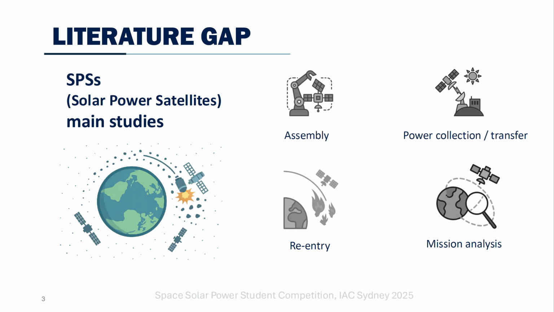So main studies so far have focused on assembly, re-entry, power collection, and mission analysis for solar power satellites, while there's a huge gap in these studies, which is mainly missing, and which is about the estimation of consequences of a collision with a solar power satellite on the rest of the space population already in orbit. So both active and inactive objects up there.